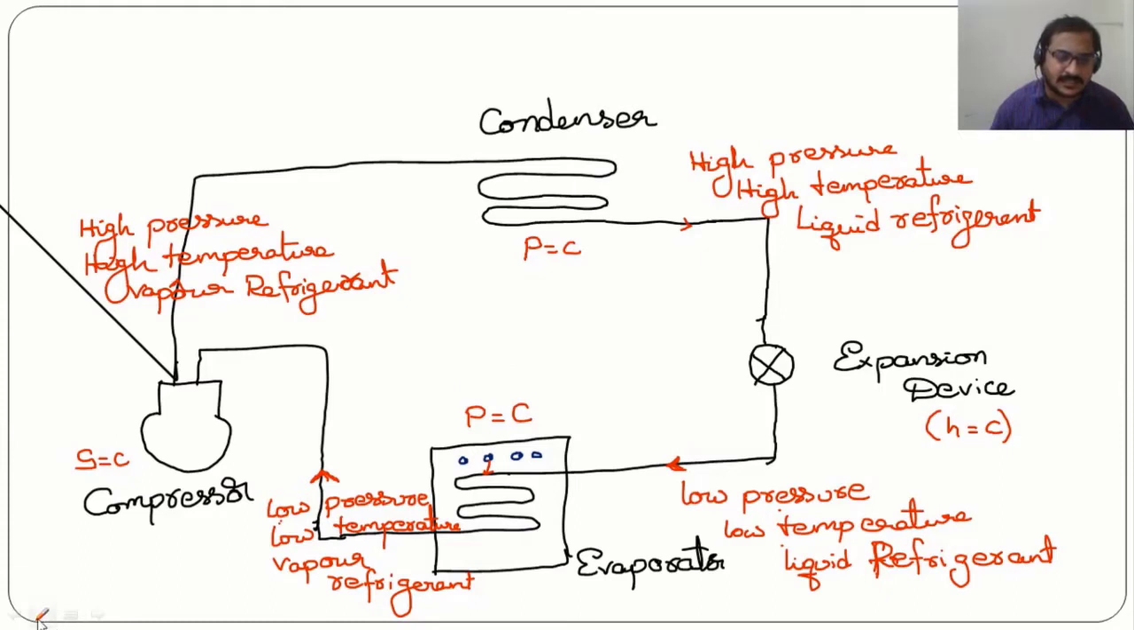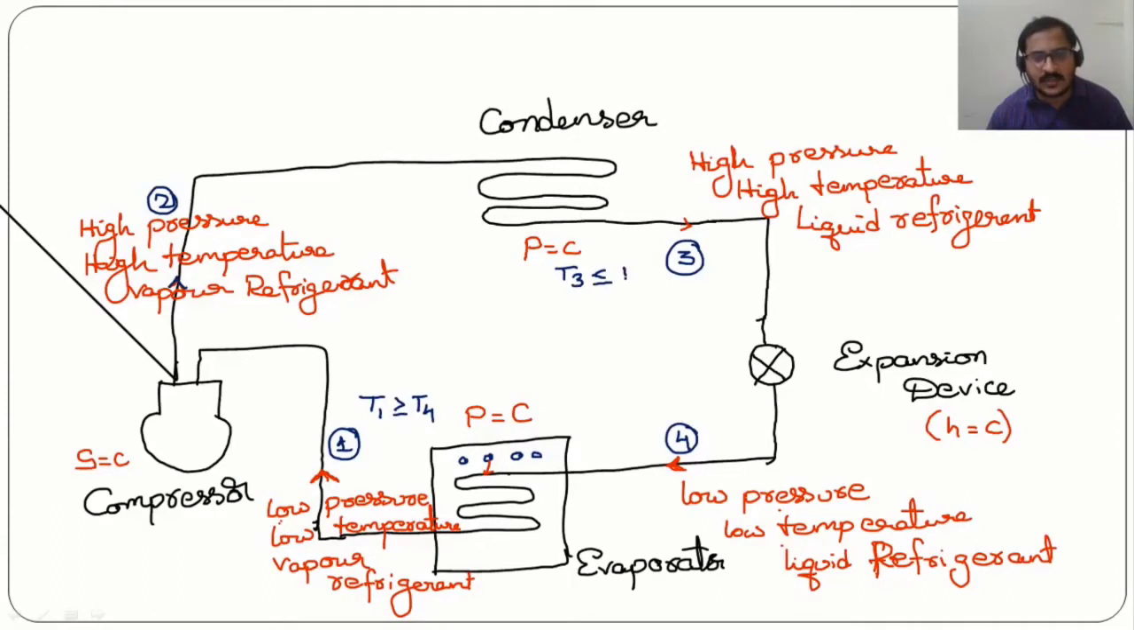Now let me consider the condition at which the refrigerant is entering the compressor as 1 and leaving the compressor as 2, leaving the condenser as 3 and entering the evaporator as condition 4. Now see, the temperature at T1 may be greater than or equal to T4, and at the same time T3 may be less than or equal to T2.